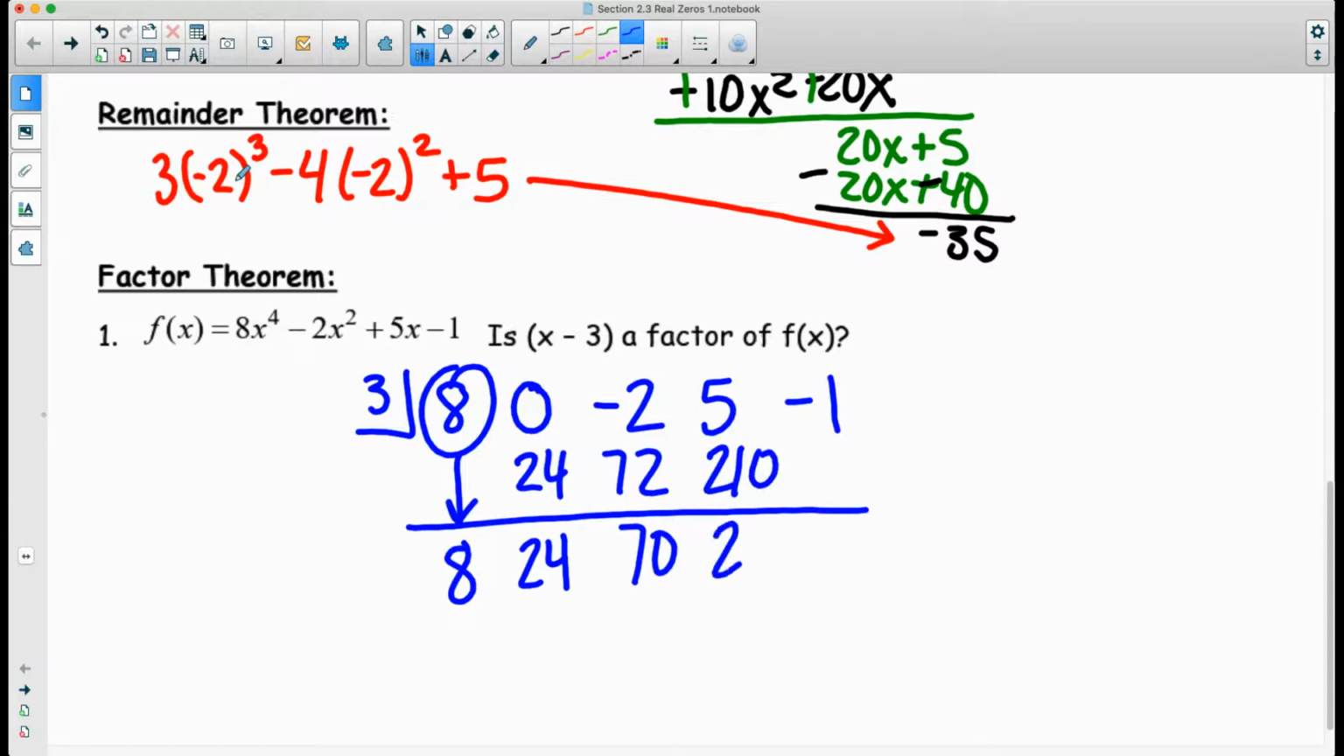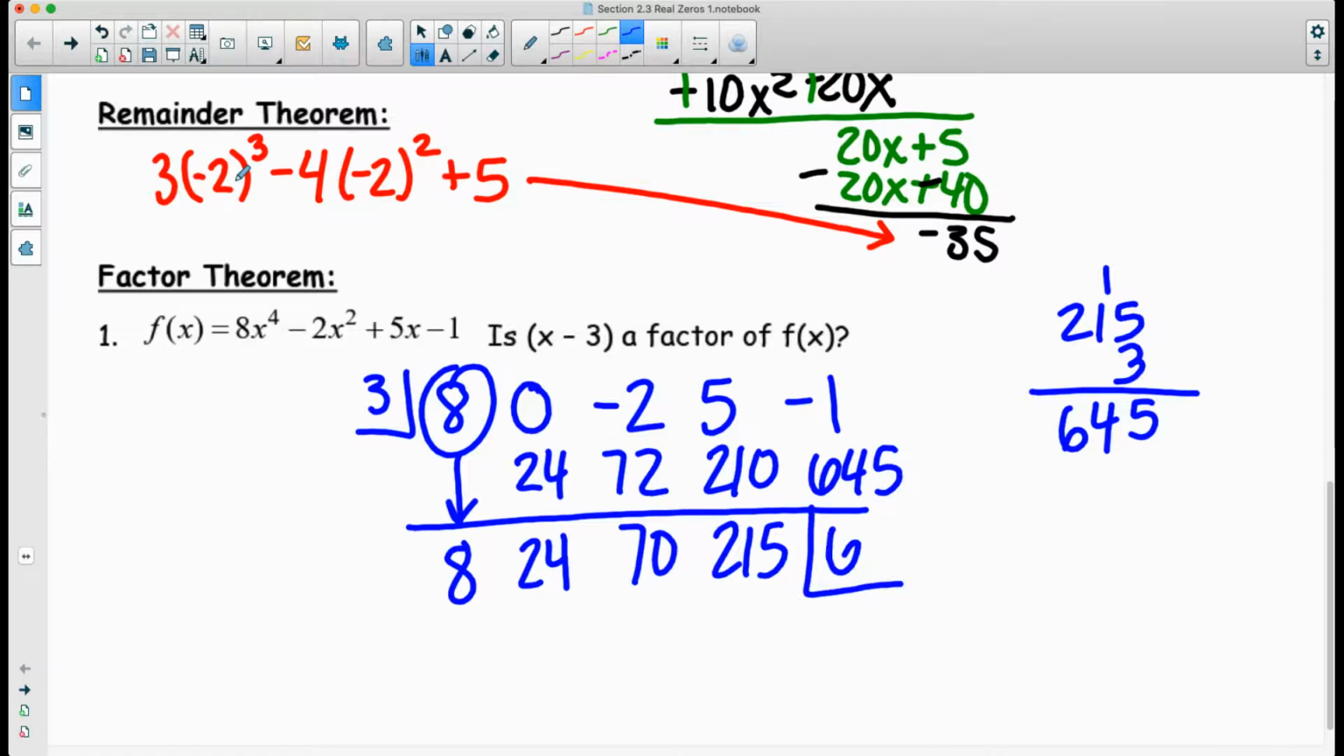Okay, so already I'm noticing I am absolutely nowhere near 0. Okay, but I'm going to keep climbing. All right, so if I take 215 times 3, 645, yeah. And we get a remainder of 644, okay?